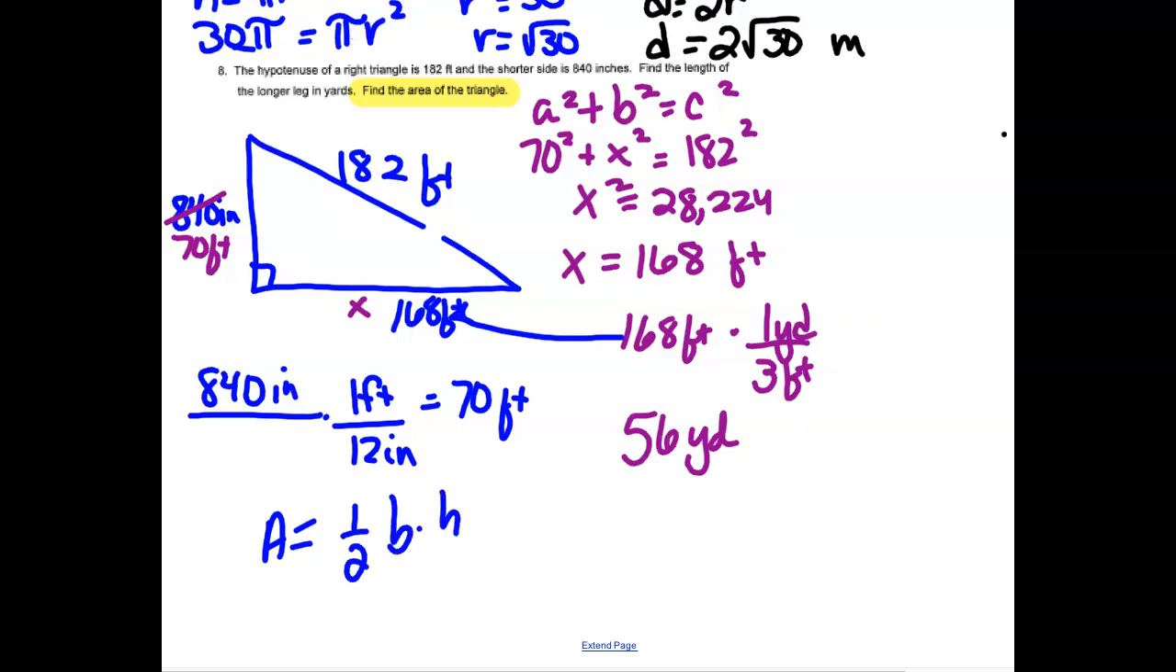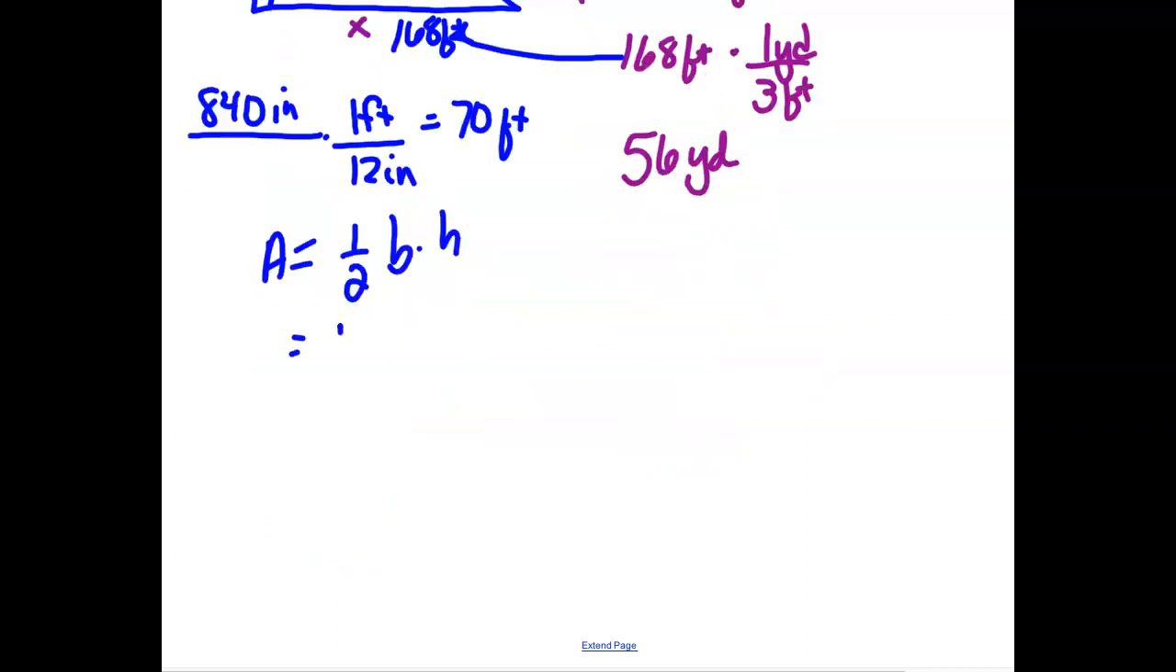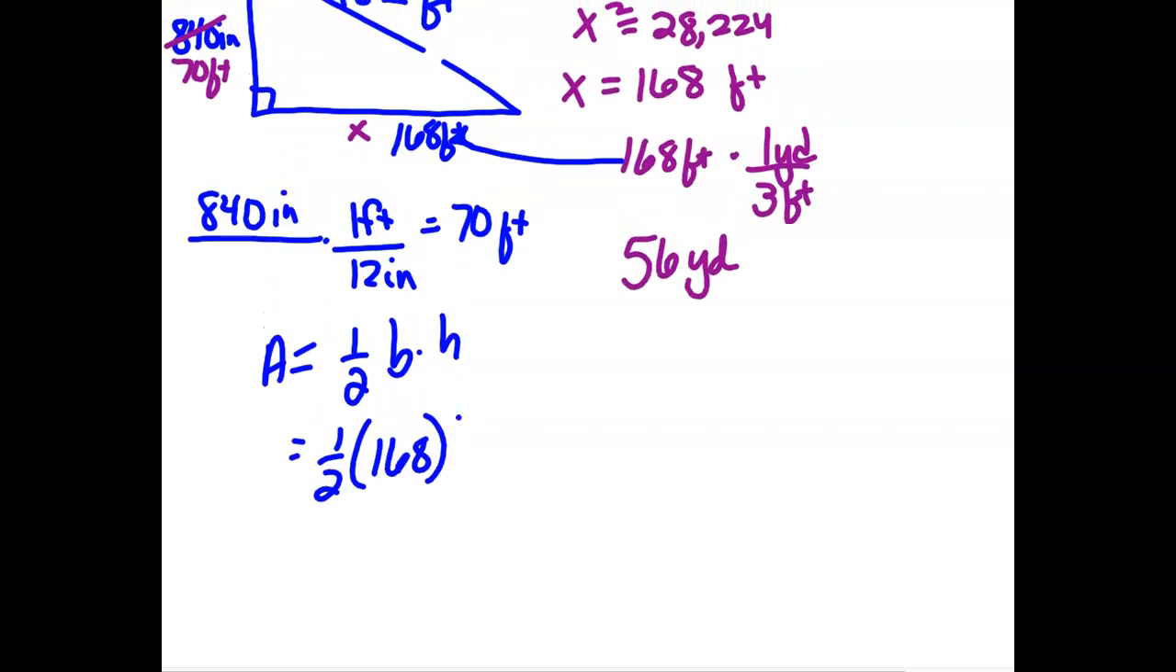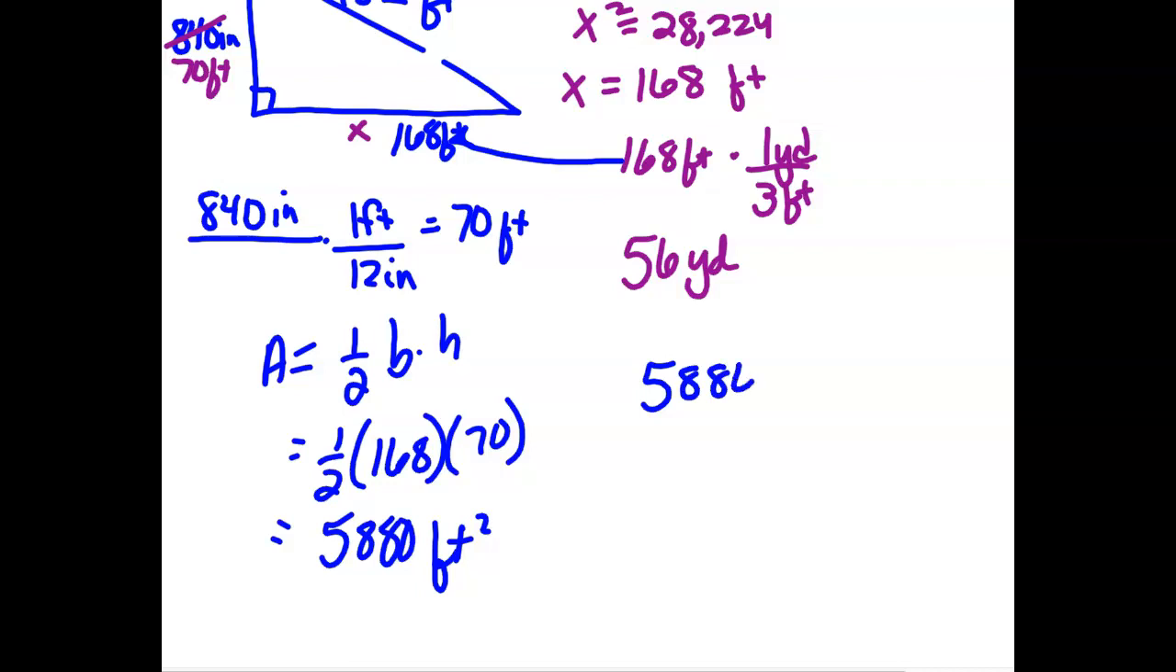And in this case, we have a base of 168. And our height, I think, was 70. So multiplying those together, we should end up with 5,880 square feet. And if we wanted to convert that to square yards, we've got 5,880 feet squared.